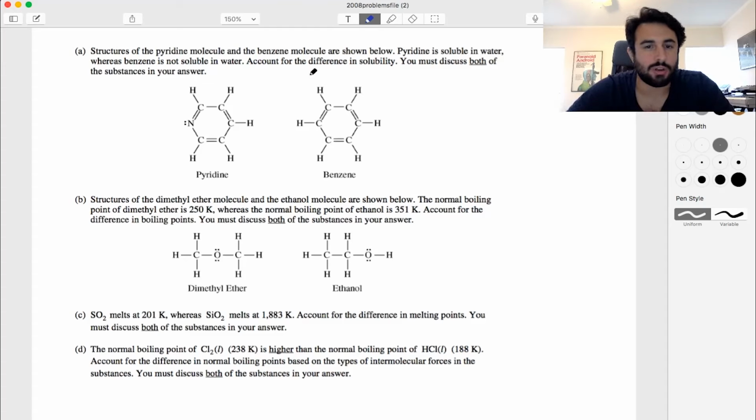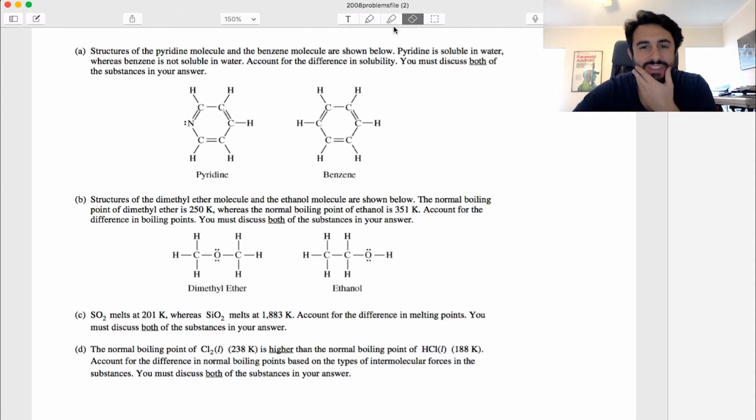Okay, we've got another long answer here that's dealing with intermolecular forces. So we have 4 parts, really 4 questions. The first one says structures of the pyridine molecule and the benzene molecule are shown below. Pyridine is soluble in water, whereas benzene is not soluble in water. Account for the difference in solubility. So what are we looking at here?